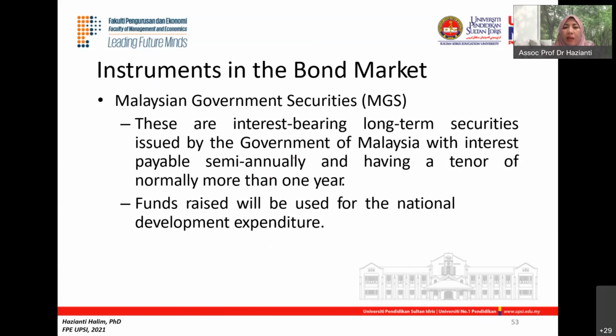These are interest-bearing long-term securities issued by the government of Malaysia, as the name says, Malaysian government. Interest is payable semi-annually, which means every 6 months, and the tenure is normally more than 1 year, because it is long term. The funds raised will be used for national development expenditure. Again, this is also for government projects.